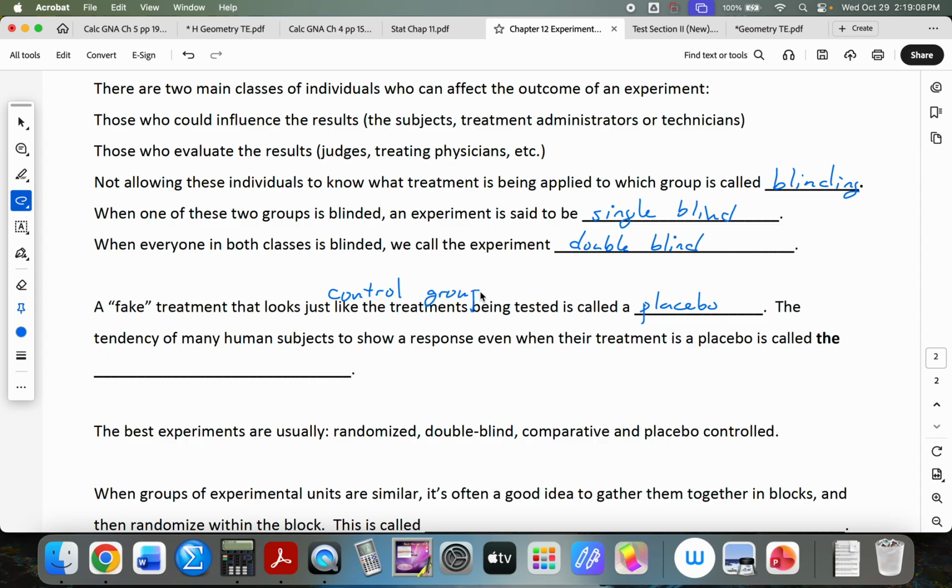So this is for your control group. The control group gets the placebo. So the tendency of many human subjects especially, but occasionally it happens in other experimental units, to show a response even when their treatment is a placebo is called the placebo effect.